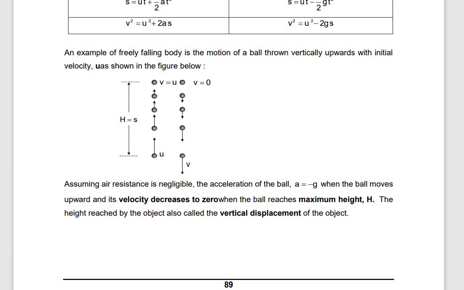Okay, for example, a freely falling motion is the motion of a ball thrown vertically upwards with the initial velocity u as shown in the figure below. Okay, katalah you lempar bola tu ke atas. Okay, bola yang ke atas tu, after a while, dia akan move balik ke bawah. Dia tukar dia punya direction kan. Dia tak akan naik sampai habis tak turun-turun kan.